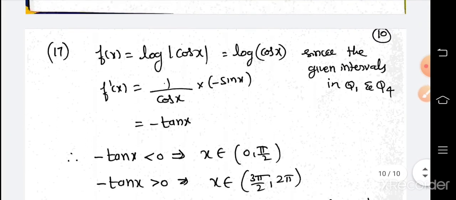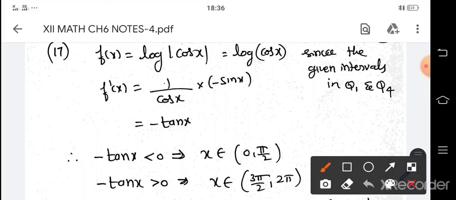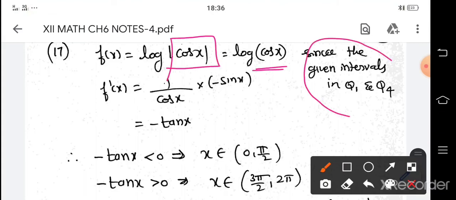f of x is equal to log mod cos x. 17th, prove that the f given by f of x is equal to log mod cos x is strictly decreasing on 0 comma pi by 2, strictly increasing on 3 pi by 2 comma 2 pi, means quadrant 1 and quadrant 4 angles, those are okay. So in quadrant 1 and quadrant 4, what is cos x? Modulus cos x, I can take cos x only. In quadrant 1 and quadrant 4, cos x is positive. That's why modulus can be removed and log cos x write it.